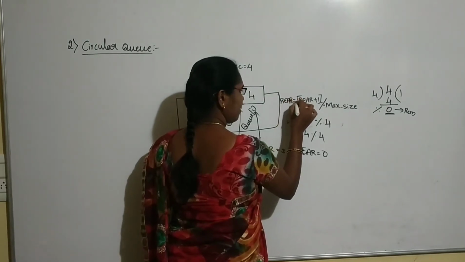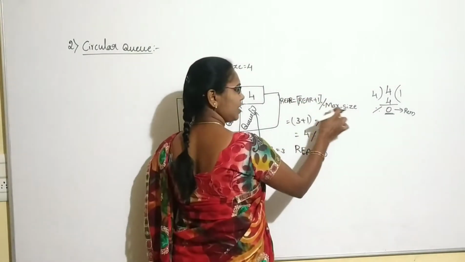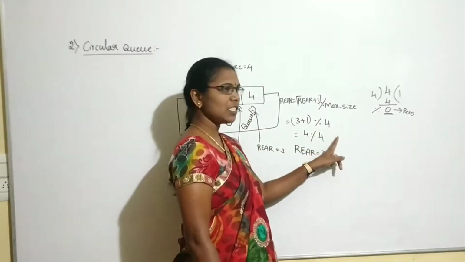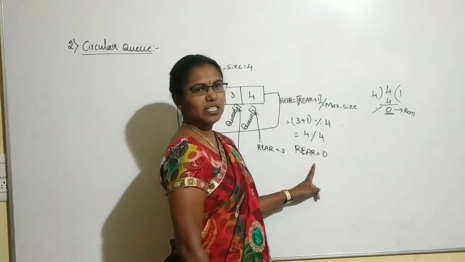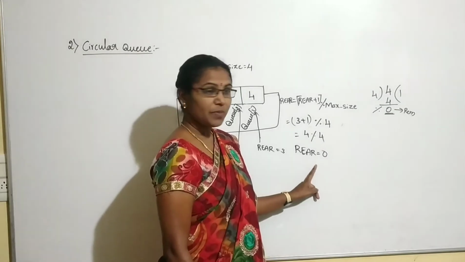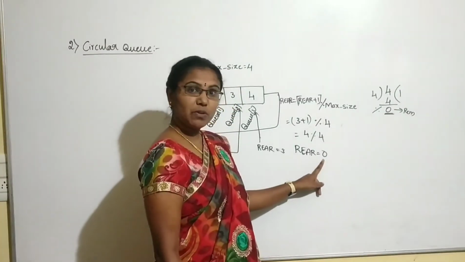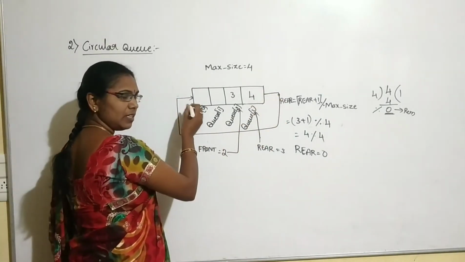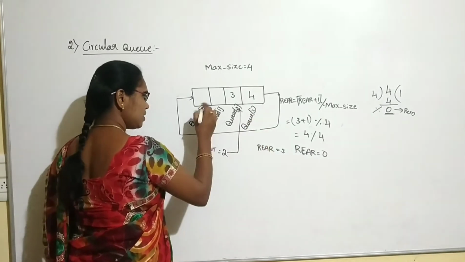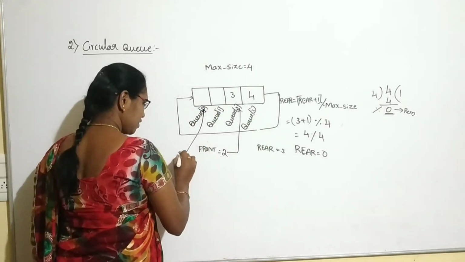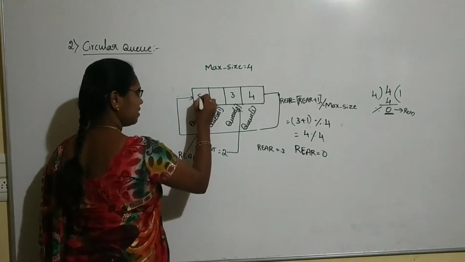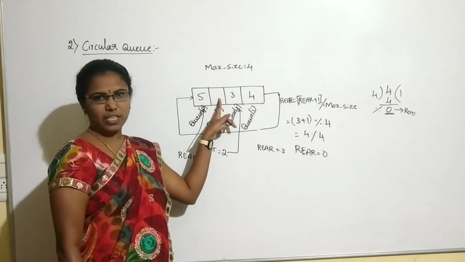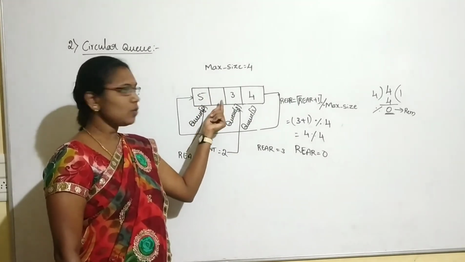See here, we write the formula: rear equals rear plus 1 modulus max size. Here the rear value is the last element position, 3. 3 plus 1 modulus 4. 4 modulus 4, we get the remainder value 0. So now rear points to which position? Position 0. See here, we connect the rear to the front end. Now the rear points to position 0. For this position 0, we want to insert the element 5. Next, the queue has another empty position, right? We want to insert another new element to this position.